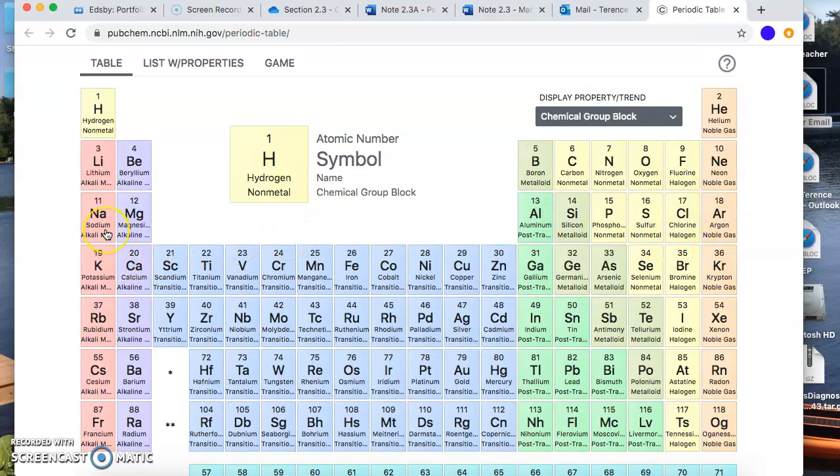Now, sodium is a soft, silvery, shiny metal. Chlorine is a gas. But when they bond together, they form something new. Just like when you put a couple of Legos together, they're just a Lego on their own, but when you put them together, they form something new, whatever you're making. So here, sodium and chlorine make salt.